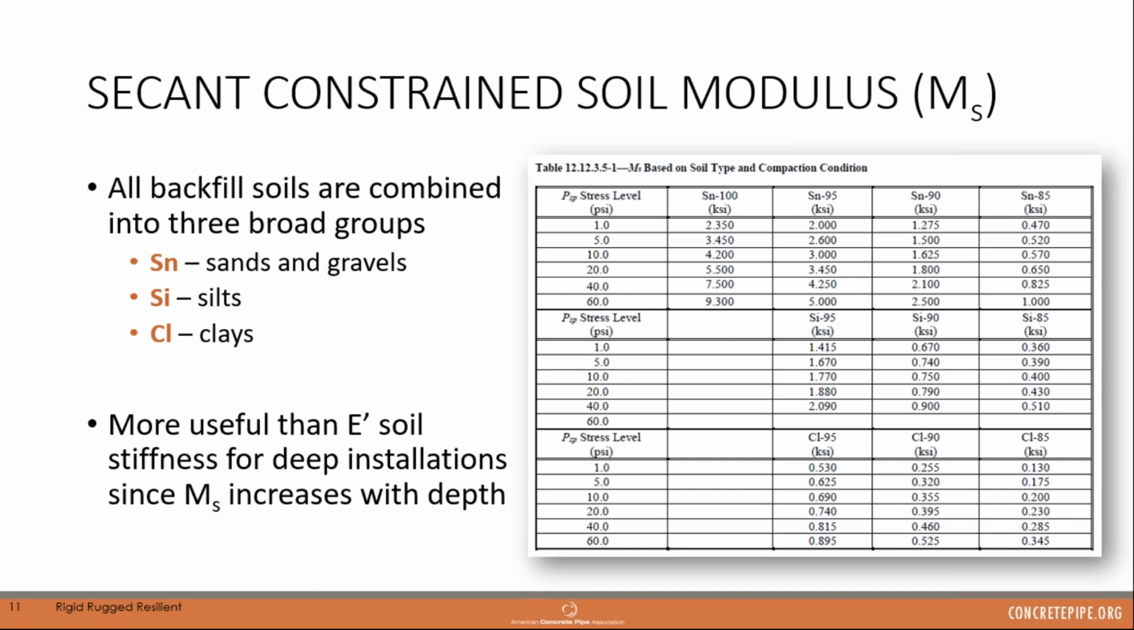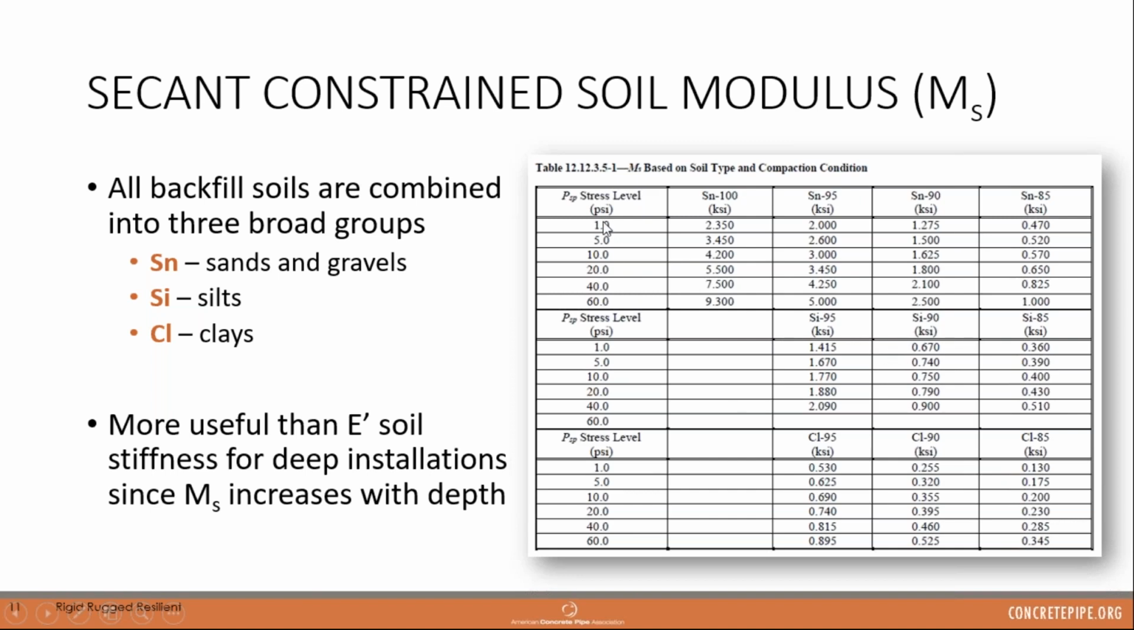So for that reason, the LRFD manual provides a simplified table, shown here, that can be used to determine the soil modulus using assumptions for backfill. So whether you're using sands and gravels, which is this top portion here, or silts, which is the middle portion here, or clays, which is the bottom portion here. And then you see these different compaction levels going from the left to the right. So this would be 100% compaction, 95% compaction for all three soil types, 90% for all three, and 85% for all three. And then we're looking at what your soil prism pressure is, and we're determining our M sub S value based on those three factors.